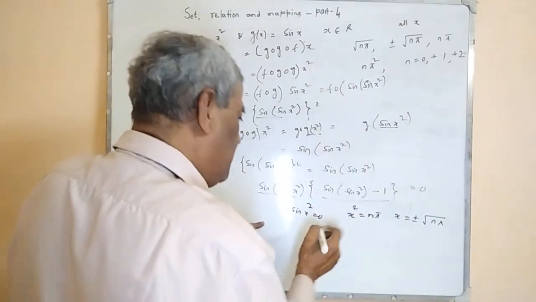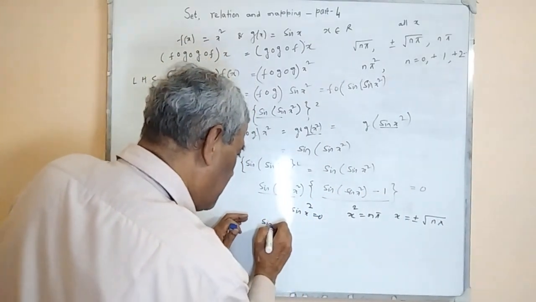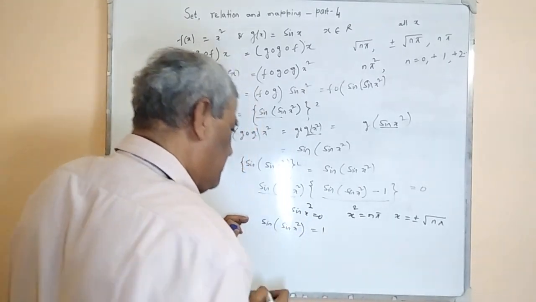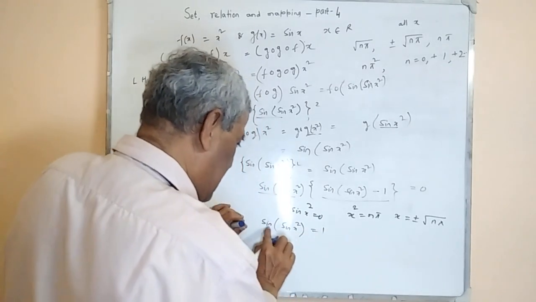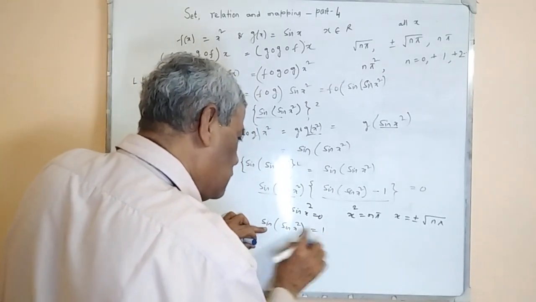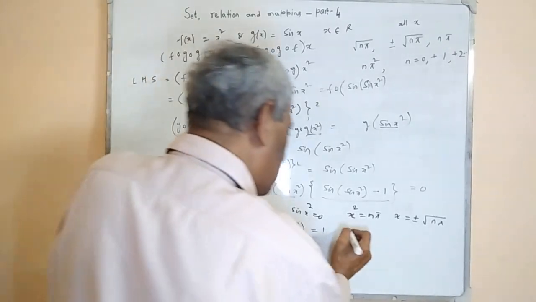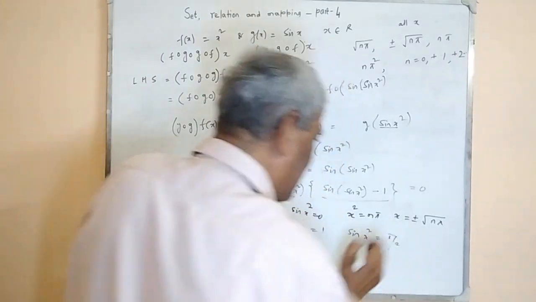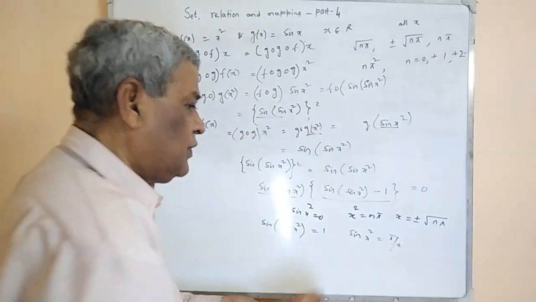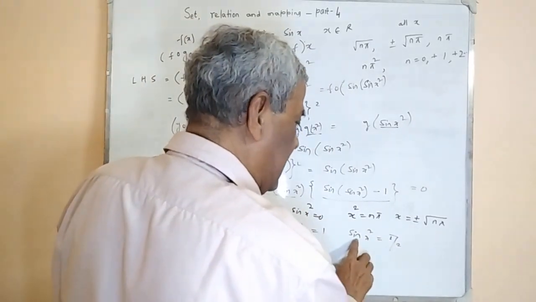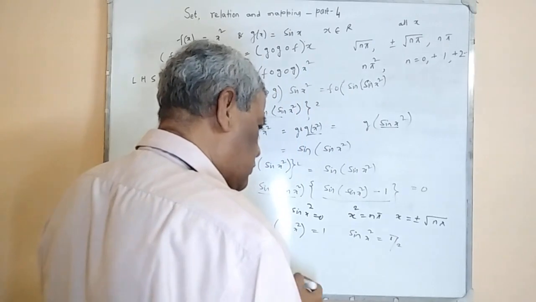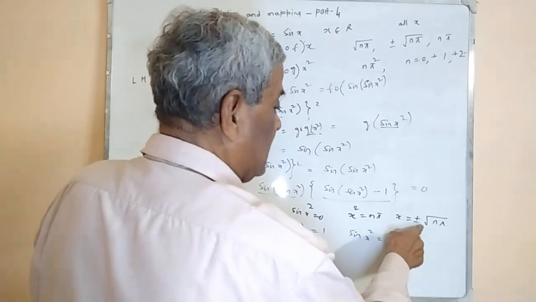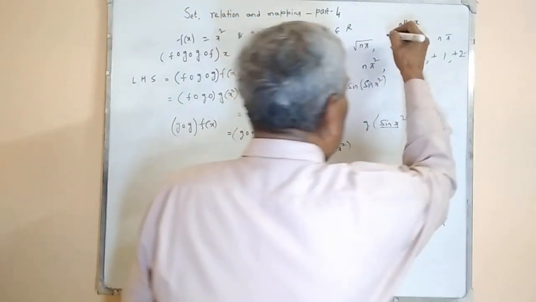And if this is 0, then we get sine of sine x square is equal to 1. That means sine of theta is equal to 1, so theta is equal to pi by 2. So we get sine x square is equal to pi by 2. But this is impossible because pi by 2 is greater than 1, and sine of something cannot be greater than 1. So the only thing we get is x is equal to plus minus root over of n pi. So our answer is that.